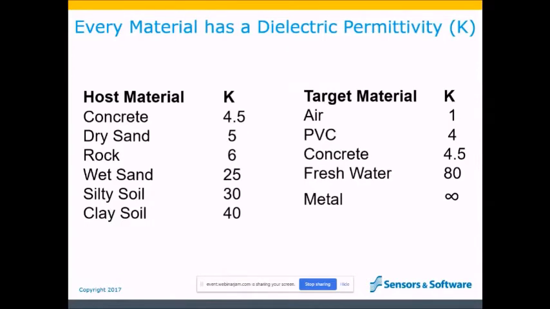Notice that concrete is on both lists because sometimes it is a host material and sometimes it is what the target's made of. You can see here that except for metal on the bottom right, most materials have a dielectric permittivity between 1 and 80. The two extreme materials in this range are air at 1 and water at 80. Everything else is in between. PVC is 4. Dry sand is 5. Rock is 6. Silty soil is 30. And clay soil is 40.